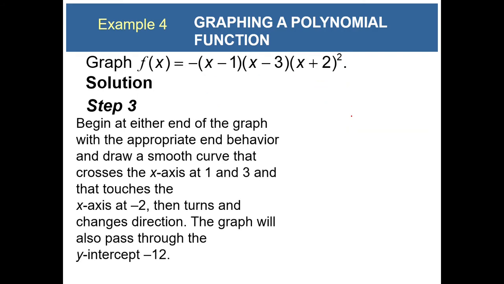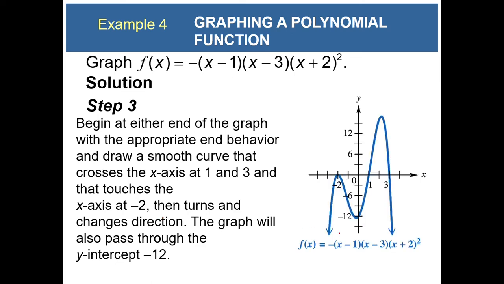In step 3, we begin at either end of the graph with the appropriate end behavior and draw a smooth curve that crosses at 1 and 3 and touches the x-axis at -2, then turns and changes direction. The graph will also pass through the y-intercept -12. Here is our finished graph.